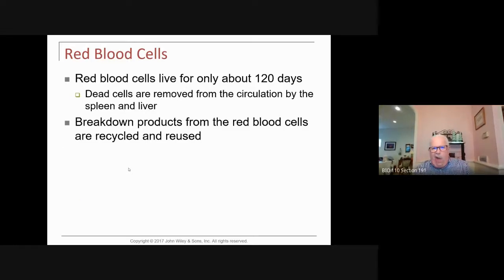Another important thing you have to know is the life of the red blood cell. It's 120 days, which is 4 months.